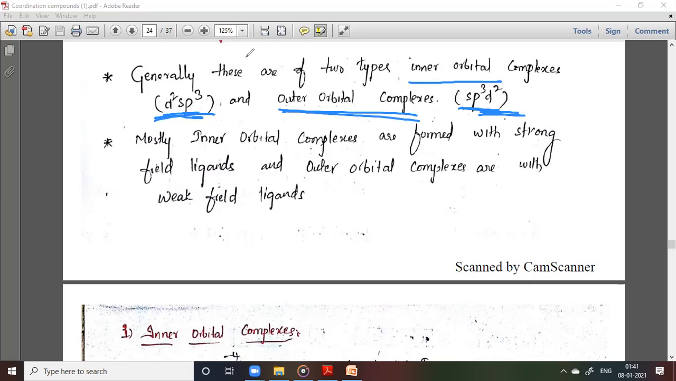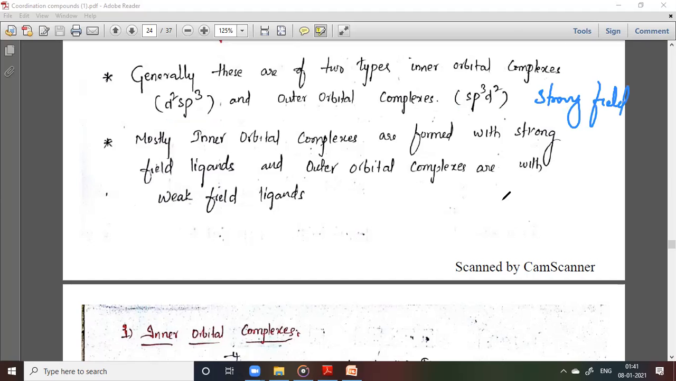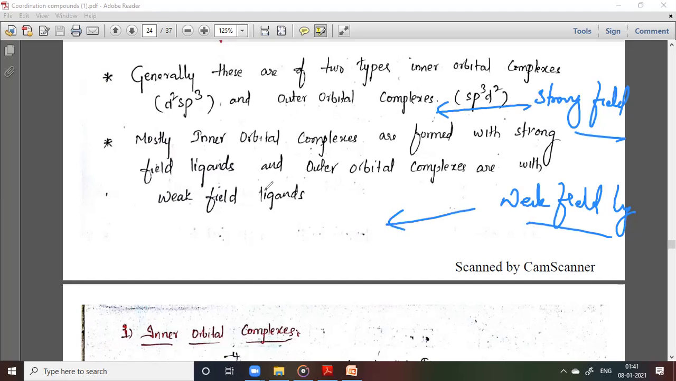First you should understand one thing here. If you don't understand this, please see the earlier videos, because you should understand strong field ligands and weak field ligands. That means what are the strong field ligands and what are the weak field ligands? You know that generally all the halogens and H2O and NH3 are weak field ligands with the 3d series.